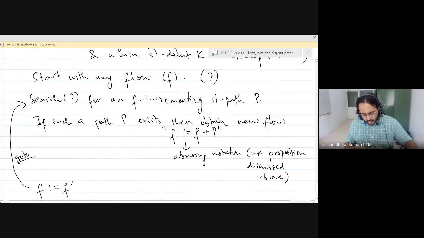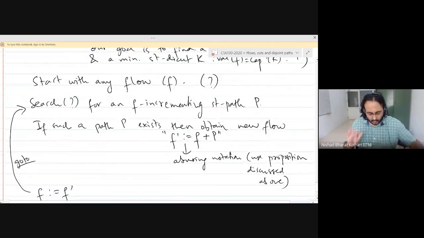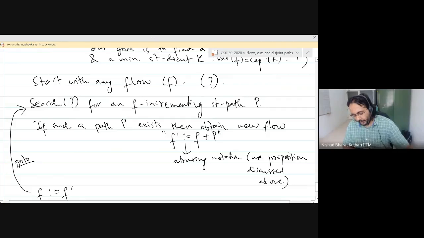Okay, good. So there are some details to be worked out here. First of all, how can we start with any flow? Does the graph have a flow? Does the network have a flow?